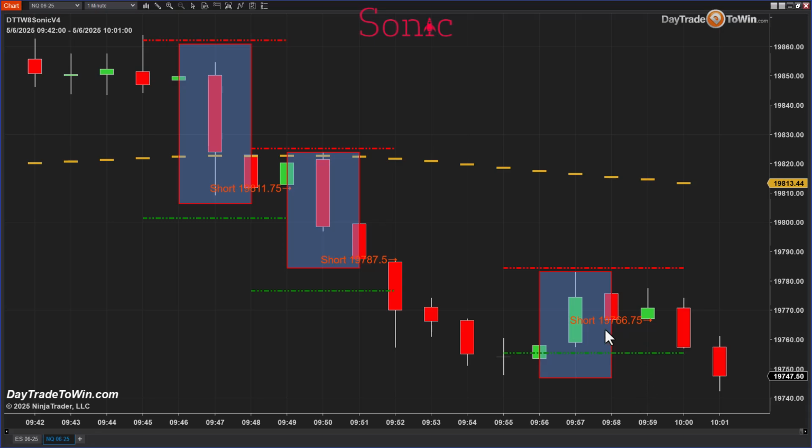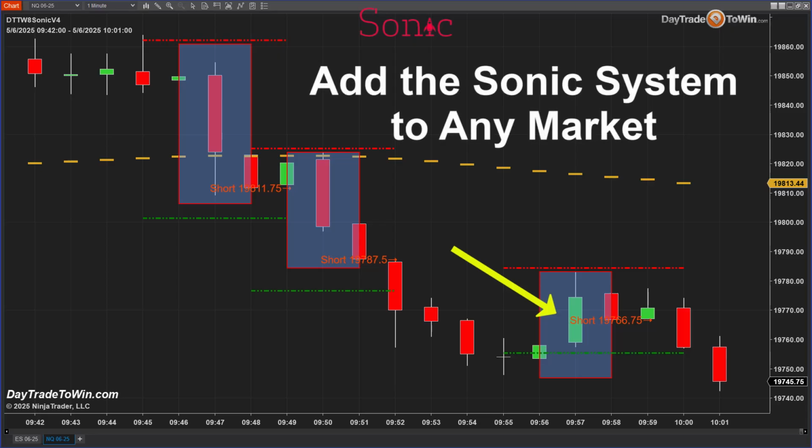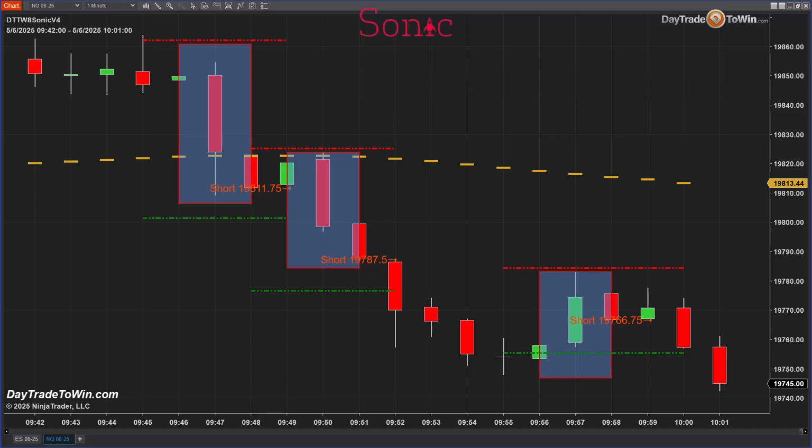So you can see on the Nasdaq, it's the same exact trade. This is the regular Nasdaq as opposed to the micro. So you can see that you could trade either the micro version or the regular Nasdaq, as well as the E-mini or the crude oil or stocks or crypto. We have a lot of funded traders that are very happy using the Sonic system. So if you are looking to get a funded account, the Sonic system will help you get there.